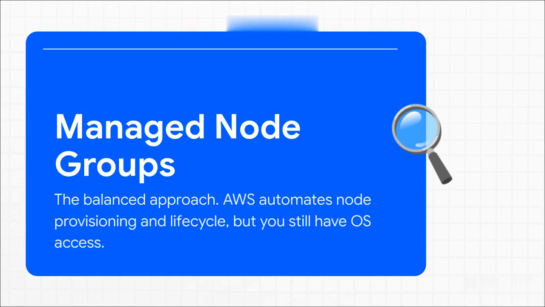Next, there are managed node groups. Now, this is the most common option, and for a good reason. It's often the best balanced approach. With this, AWS handles all the heavy lifting, provisioning the instances, managing their lifecycle, doing graceful node terminations during upgrades. The great part is, you still get access to the underlying OS if you need to poke around, but you're freed from all those tedious operational tasks. This is like leasing a really great, reliable car. You can customize the inside, drive it wherever you want, but the manufacturer handles all the big engine work for you.